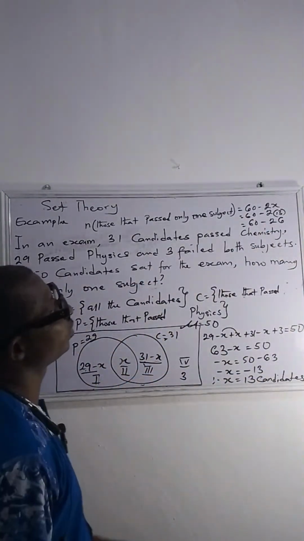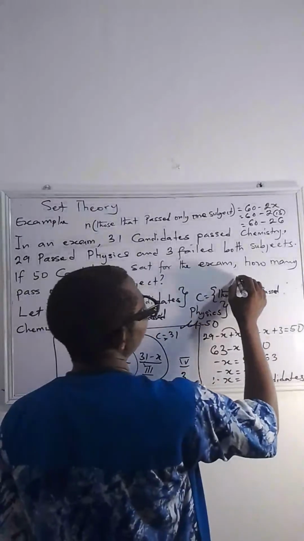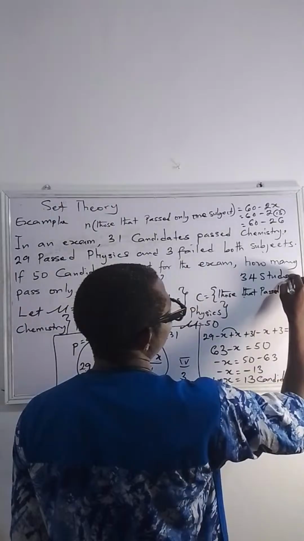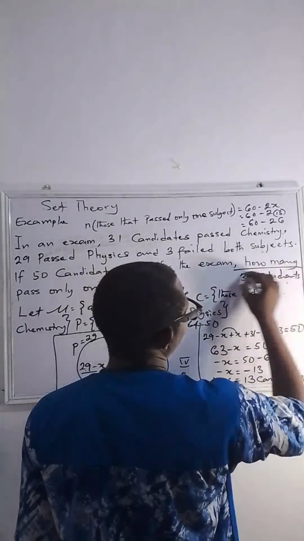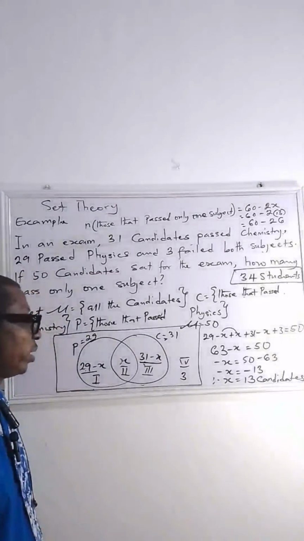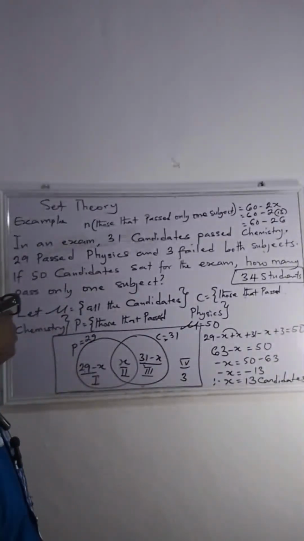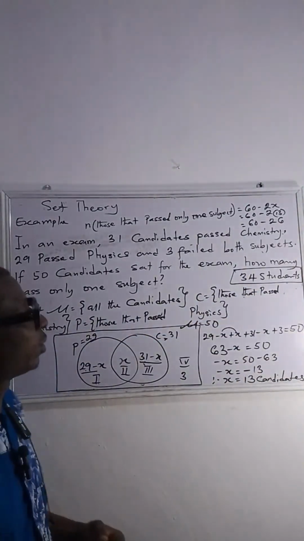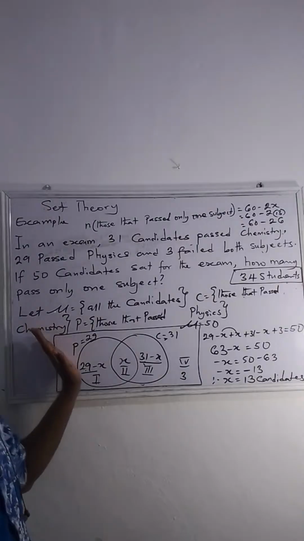Okay, so that's going to give you what? The answer is going to be 34 students. So that's going to be the answer. Okay, 34 students passed only one subject. All right, so I want to believe you understand this question.